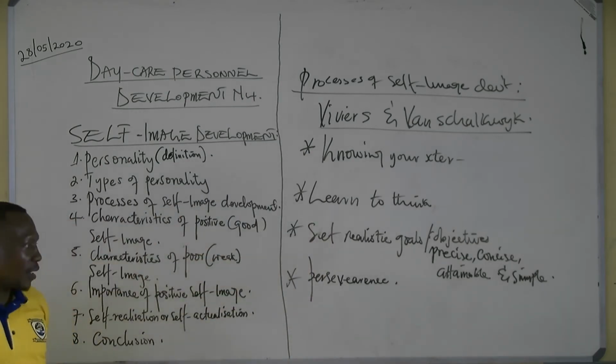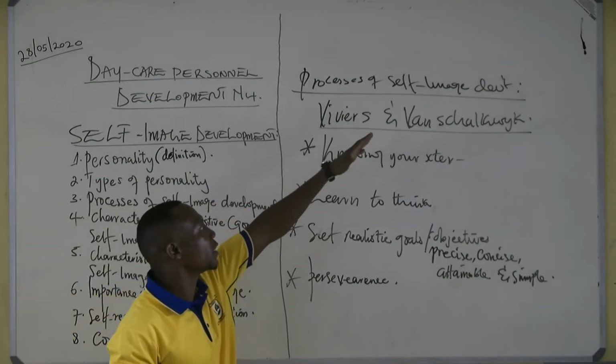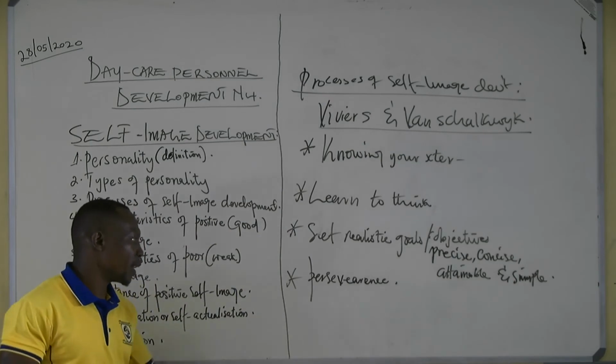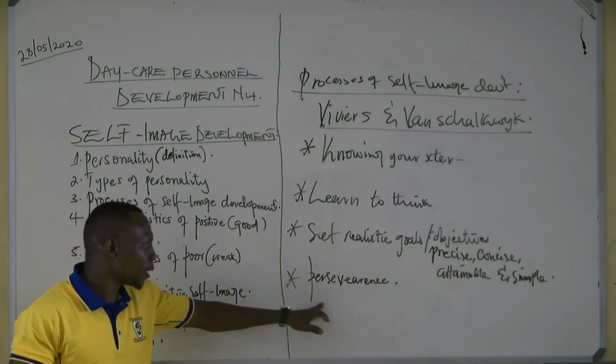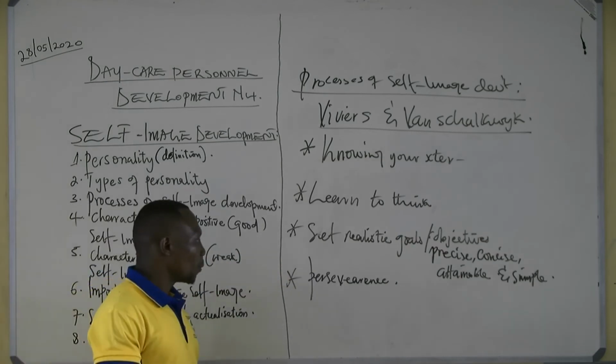Then perseverance. Perseverance can also mean resilience. What do we mean by perseverance in this aspect of the processes of self-image development?